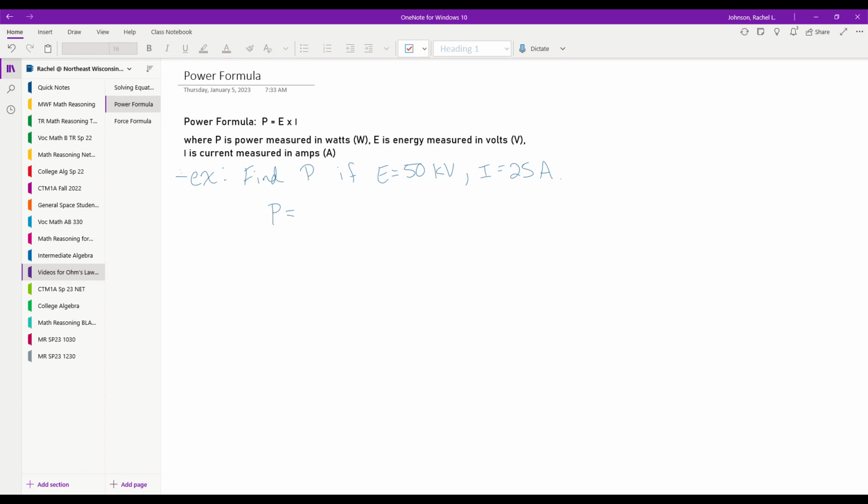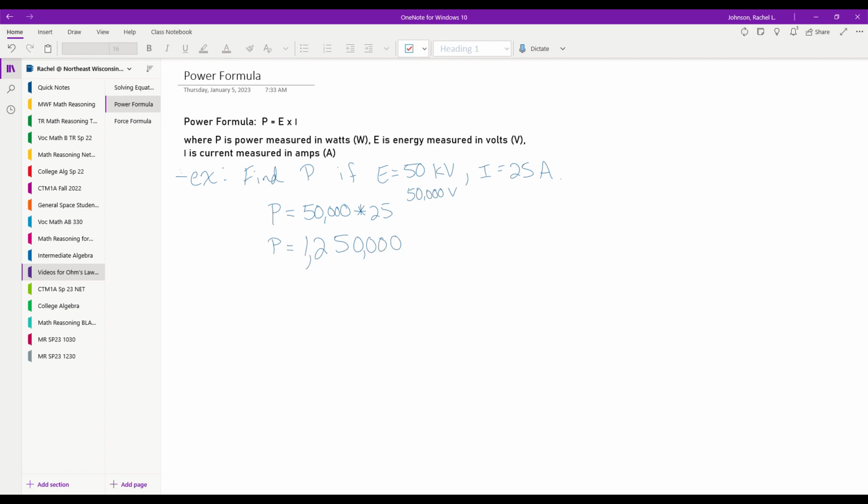So P equals E times I. Now E, instead of 50, I'm going to change this to 50,000 volts, since kilo is 1,000. So 50 times 1,000 would be 50,000 volts. So 50,000 times 25 amps. In this case, I'm just multiplying those two numbers together, the E and the I. 50,000 times 25 is 125 and then 4 zeros.